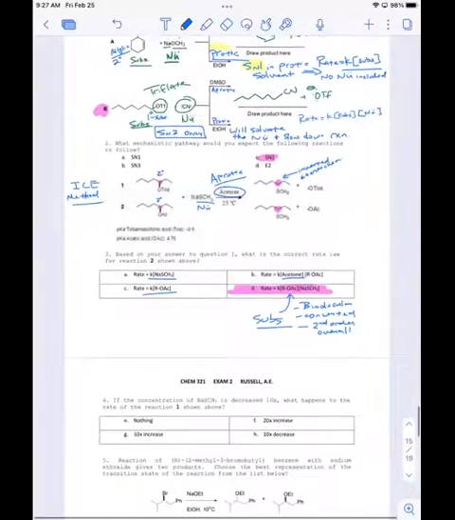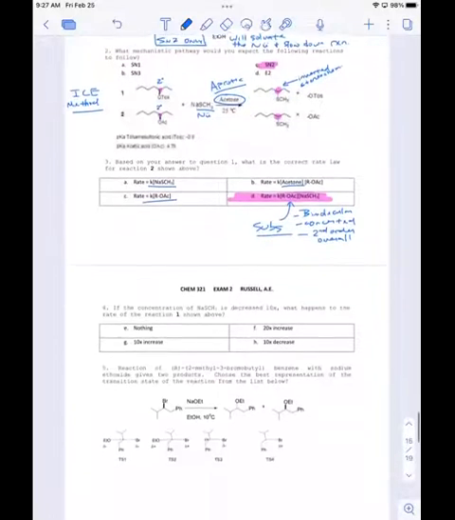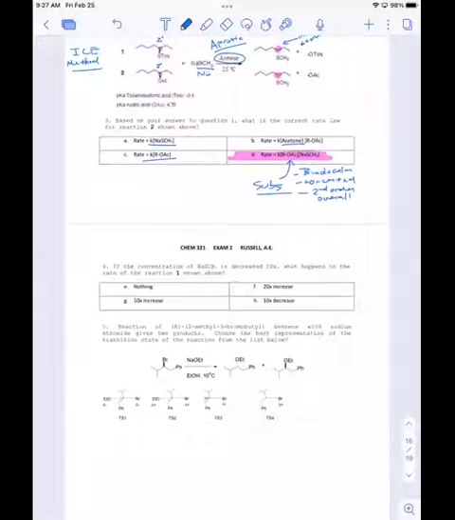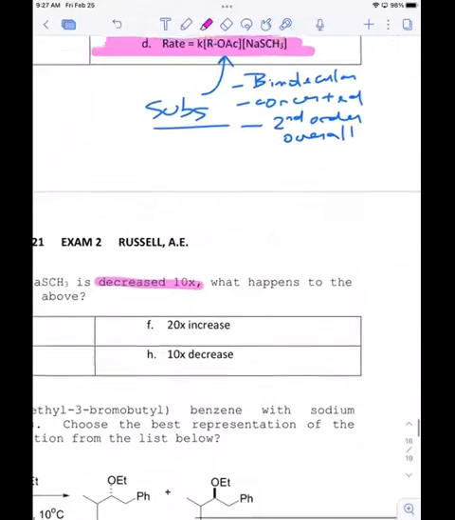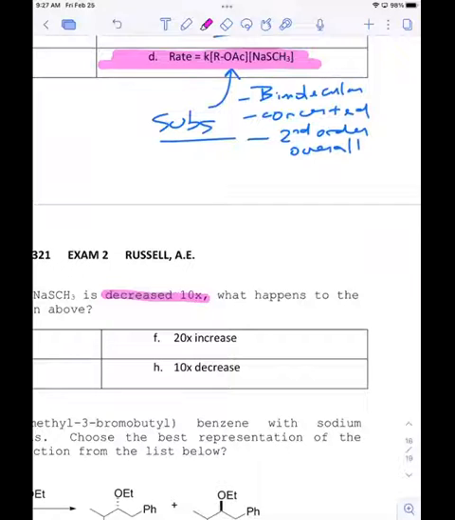All right, let's keep pushing with this. Are there any questions about that part? All right, let's keep pushing then. I'm going to keep that visible. It says if the concentration of sodium methyl sulfide is decreased by 10 times, what happens to the rate? All right, let's look at the rate law. And let me write this out in maybe more practical terms so you can see it.